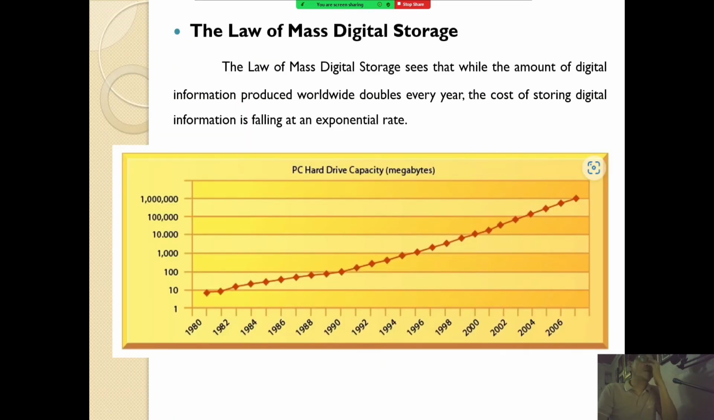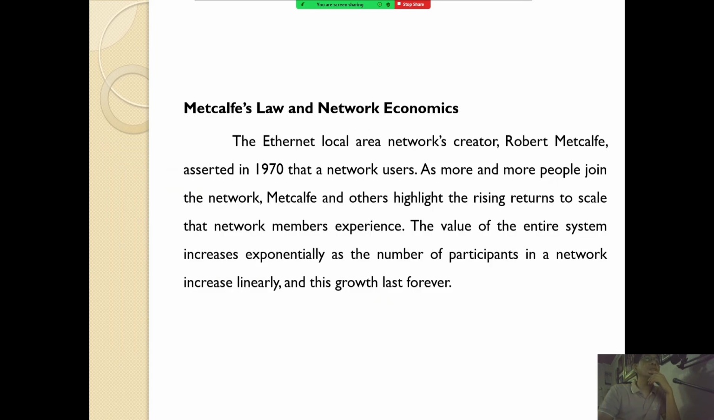So the law of mass digital storage, okay? The law of mass digital storage is that the amount of digital information produced worldwide doubles every year. The cost of storing digital information is falling at an exponential rate. Okay, so habang bumibilis, bumababa rin po yung cost. Okay? Cost ng storage.